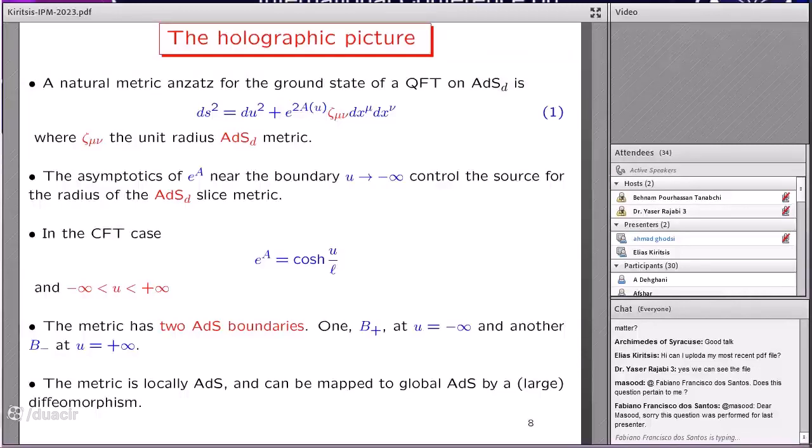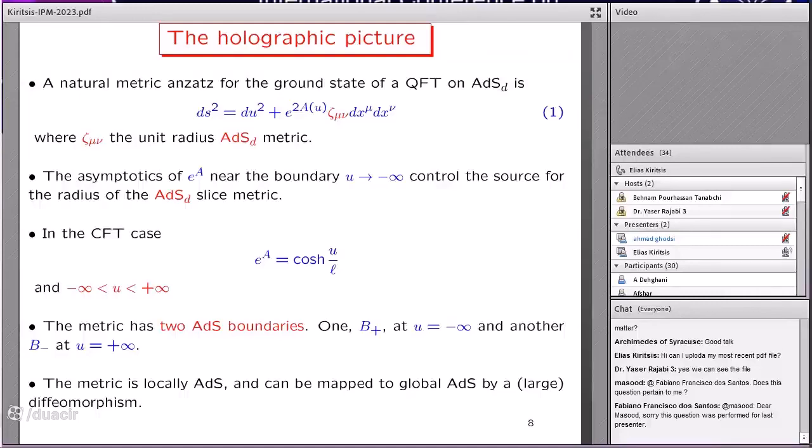And in that case, u goes from minus infinity to plus infinity. And in this case, it seems that the space has two AdS boundaries. One is at u equals plus infinity, what I call B plus here, and the other is at u equals minus infinity.